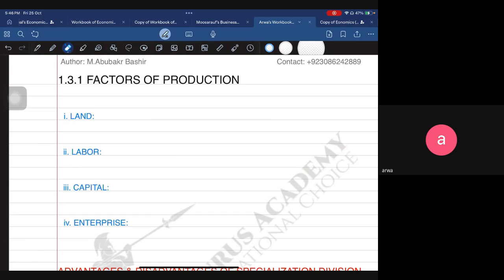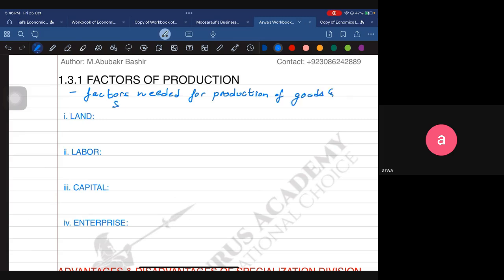So now let's just talk about this. First of all, if I ask you what factors of production are, you have to define: they are the resources that are needed for a firm to produce products. Perfect. So factors needed for production of goods and services. There are basically a few of the factors of production that we will be looking at, like the land, labor, capital, and the enterprise, so all of them basically.